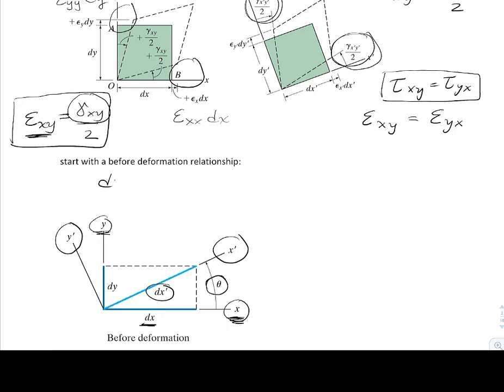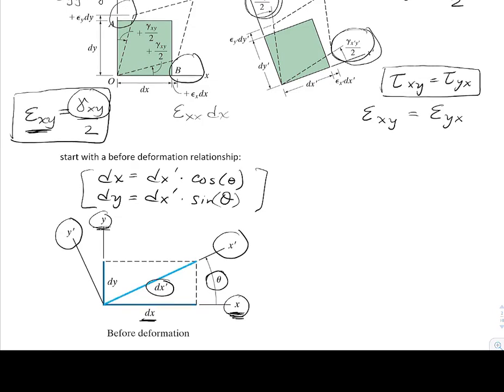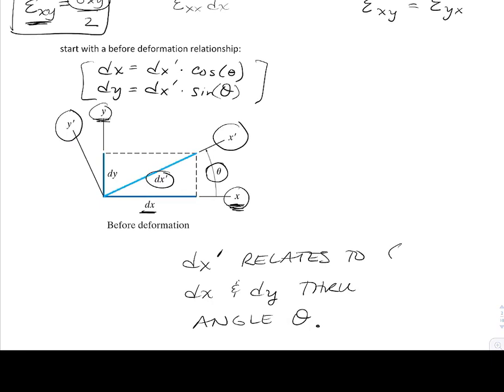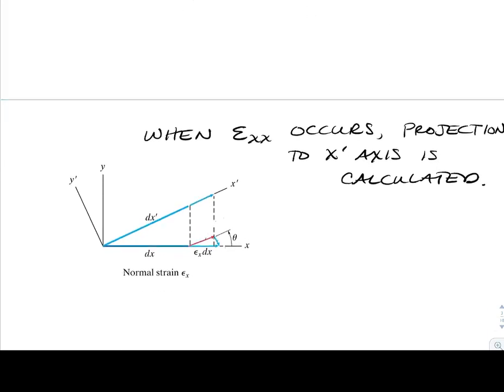We've got, just by geometry, that dx is equal to dx prime times cosine theta, and also dy is equal to dx prime times sine theta. We're going to continuously use these relationships as we work through the kinematics. As a summary, dx prime relates to dx and dy through this angle theta. We're just going to track our three different strains, two normal strains and one shear strain.